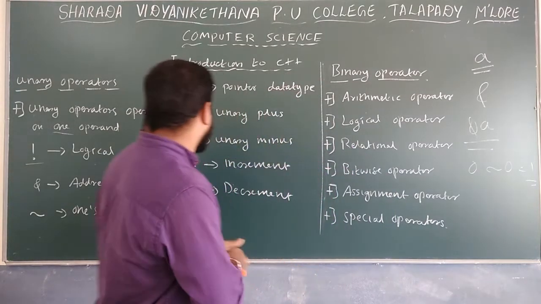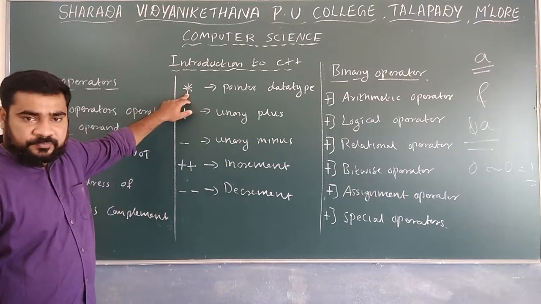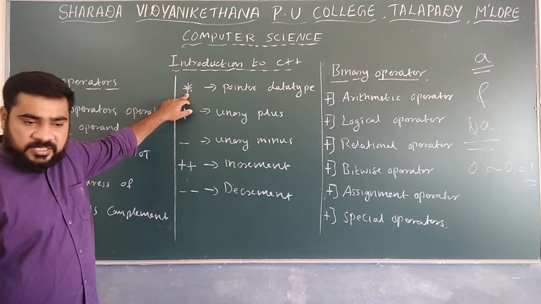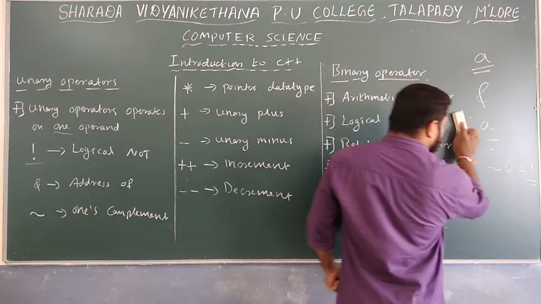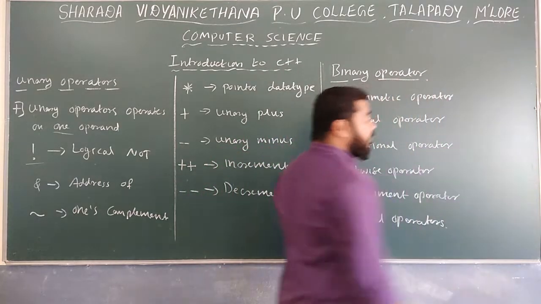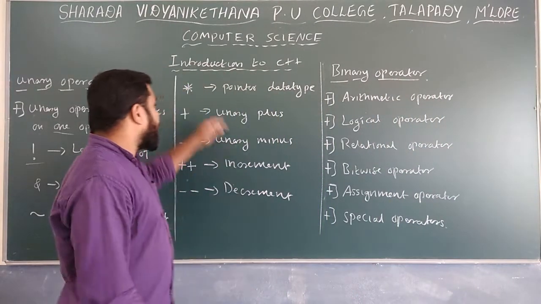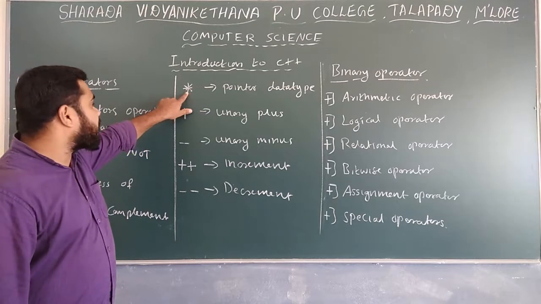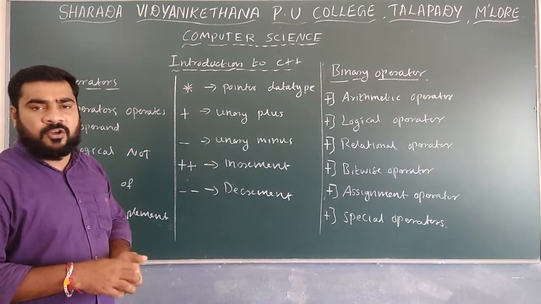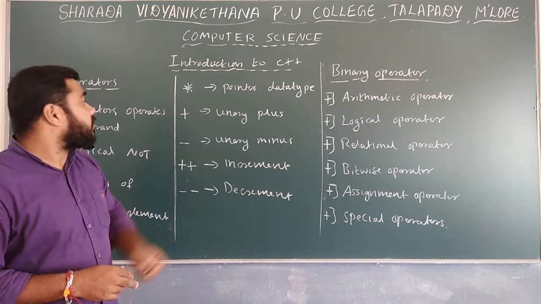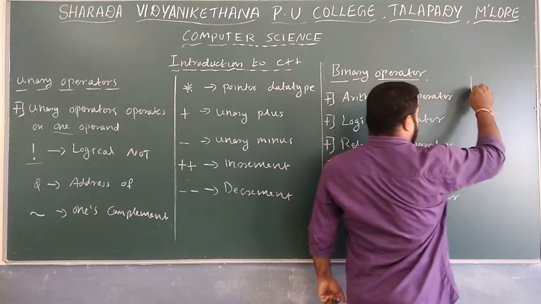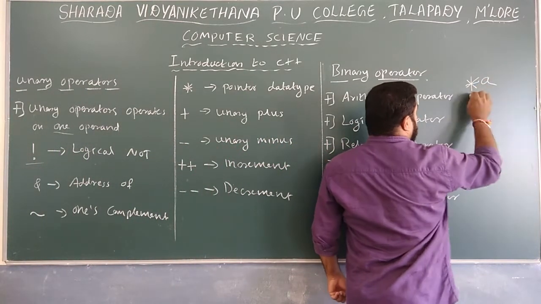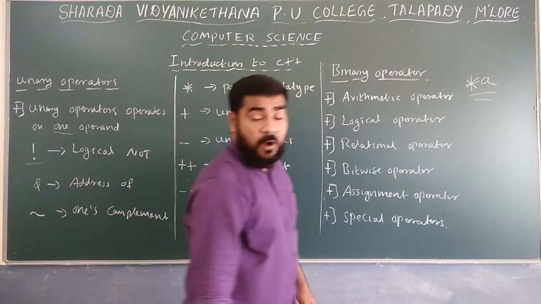After that, the next symbol is the star symbol. Normally we say star, and mainly we use it for multiplication. Other than multiplication, there is one more use, and I am not explaining multiplication here. We use it for pointers with one operator. Like this, if you use star A, this is known as a pointer.